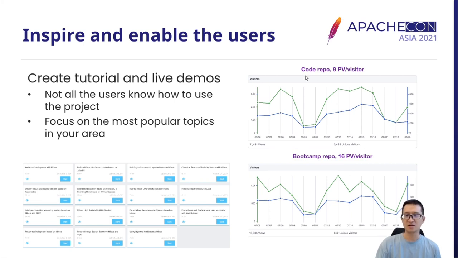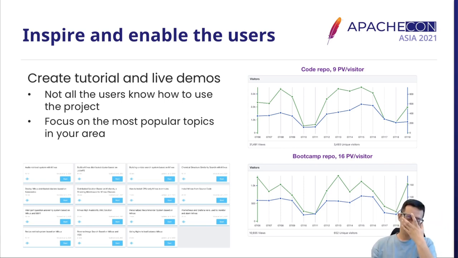For example, this is the code repo, and although more people went to the code repo, the average page view per visit is around 9. Each visitor viewed 9 pages on average. But if you look at the bootcamp repo, a visitor will view 16 pages on average, almost two times more than the code repo. And the views are also a really high number compared to the code repo. So those tutorials and live demos are very valuable and helpful to our community users. We always need to think about how to create this content to inspire and enable users.